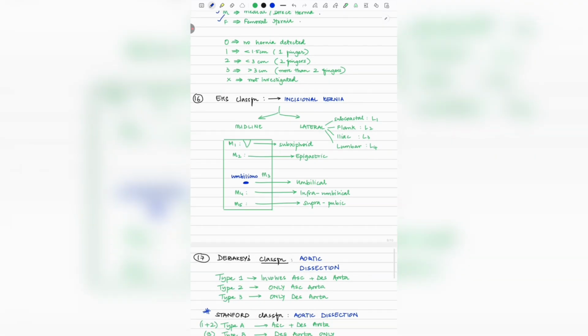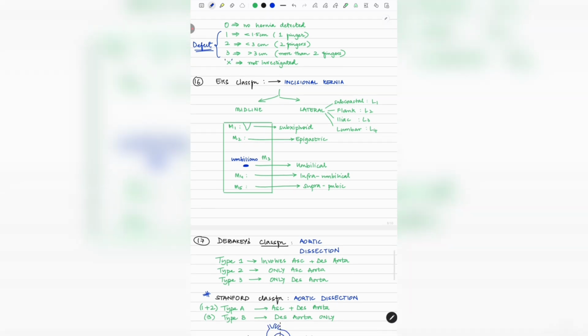Next, they are going to give the numbers. 0 is for no hernia detected, 1 is the defect. What they tell about the defect is important. Less than 1.5 centimeter is 1 finger, that is 1. 2 is for 2 fingers, 3 is for more than 2 fingers, that is 3 centimeter, right? If it is not investigated, then it is X.